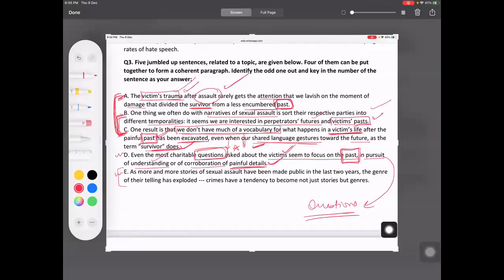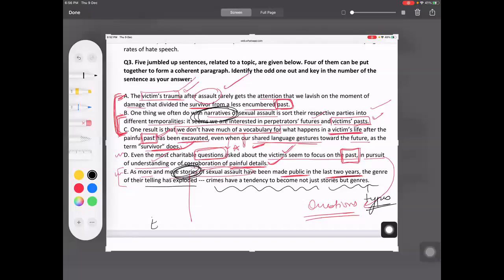They are saying that as more and more stories of sexual assault have been made public in the last 2 years, and again, you can say narratives. There was a word called narratives here, and a word called stories here. Let's see whether they have a connection or not. Made public for the last 2 years, the genre of their telling has exploded. Crimes have a tendency to become not just stories, but genres. Genres are called types. So they are not just stories, they are becoming types of something, right?